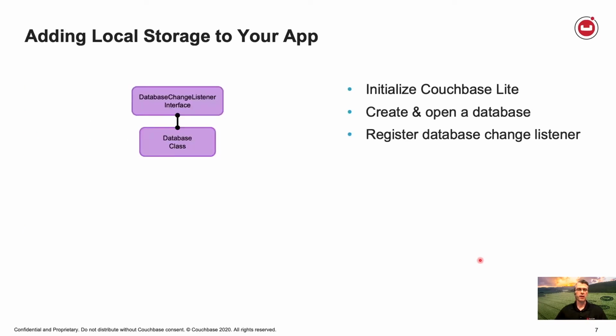Okay, so from here, we'll walk through the different high-level steps you would take to use Couchbase for mobile. So the first thing that you're going to want to do is add local storage to your app. So if you look on the left, we'll build this out over the slides, but just highlighting some of the different classes and interfaces that you'd work with that are part of Couchbase Lite. So when you're doing this, all of this is through the database class. All right, but first you're going to initialize Couchbase Lite. You're going to create and open a database, and then typically you're going to register a database change listener on that database instance.